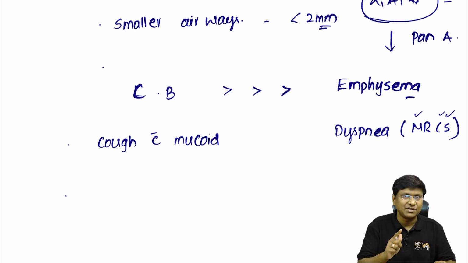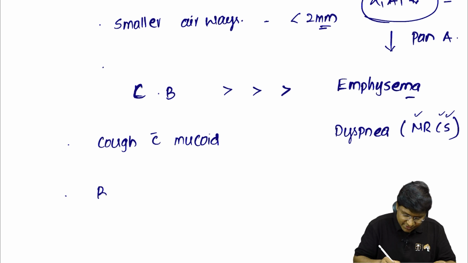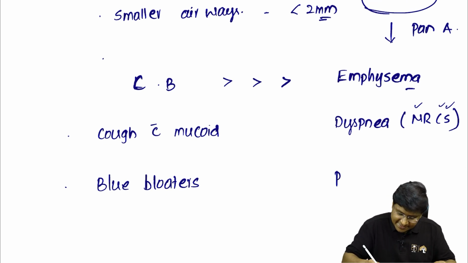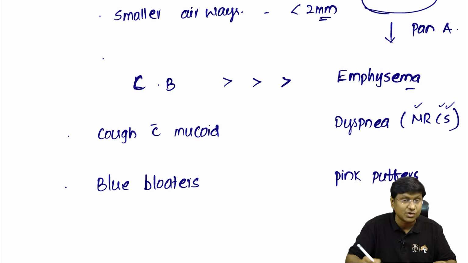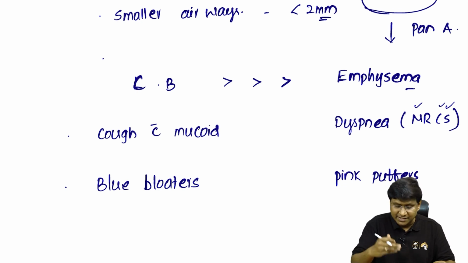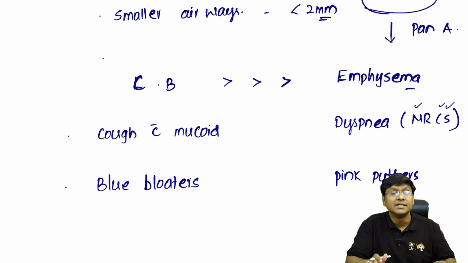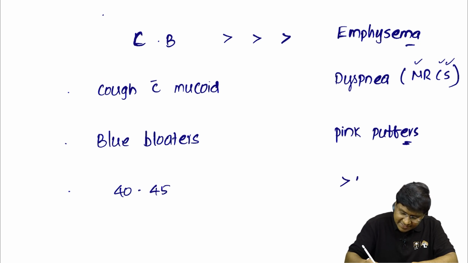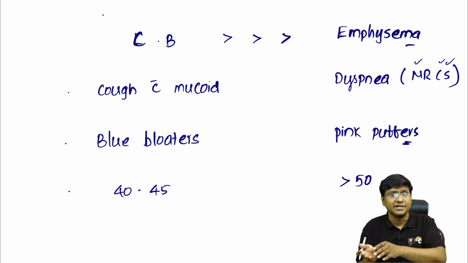And next important is that in chronic bronchitis, they have the presence of cyanosis. That is the reason why these patients are called blue bloaters. Whereas in patients with emphysema, cyanosis is absent. So that is the reason why these patients are considered pink puffers in cases of emphysema. That is a very important differentiating point, that is cyanosis present in chronic bronchitis, absent in case of emphysema. And the age group at which you see chronic bronchitis is around 40 to 45 years, right? Whereas emphysema is present in more than 50 years, right?